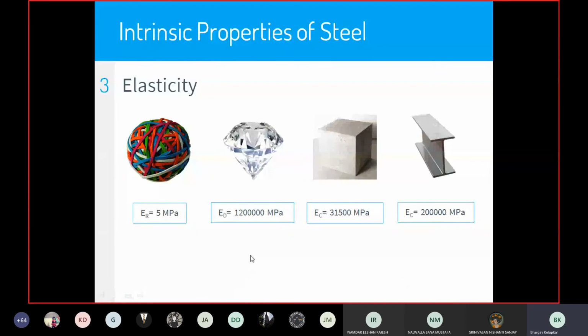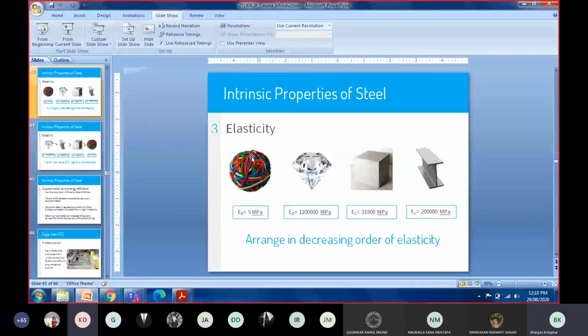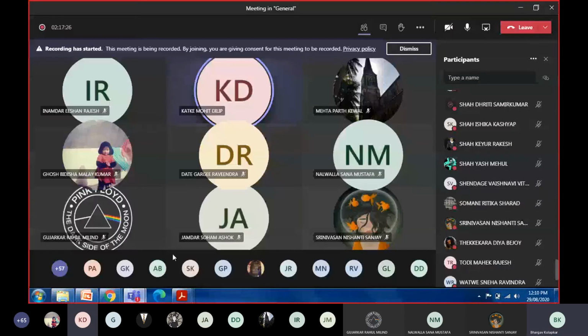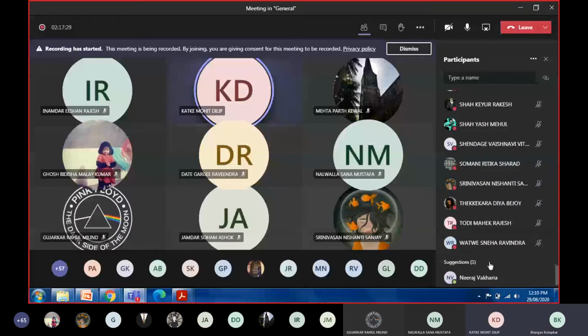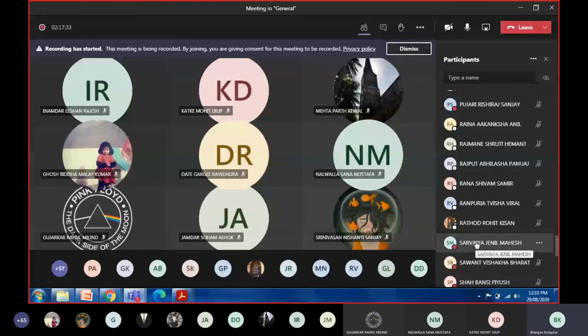Now, a simple question. There's a rubber band, there's a diamond, there's concrete, and there's steel. I've mentioned the values of modulus of elasticity below each of these figures. Could you tell me which is the most elastic material? The rubber band ball. Okay, quick answer, good one. Anybody else? Yeah, obviously the rubber band ball. Anyone with a slightly different imagination?